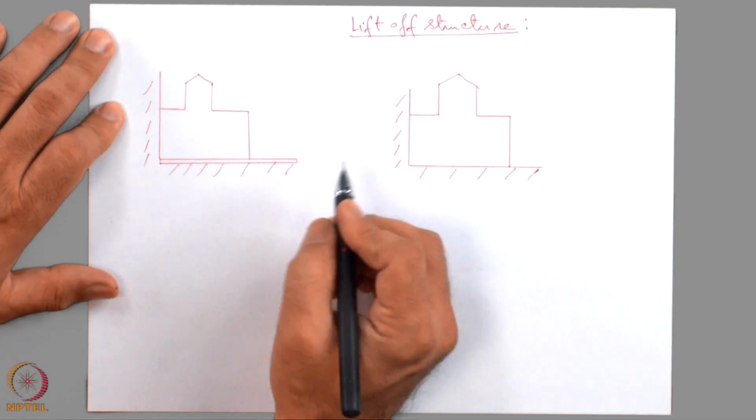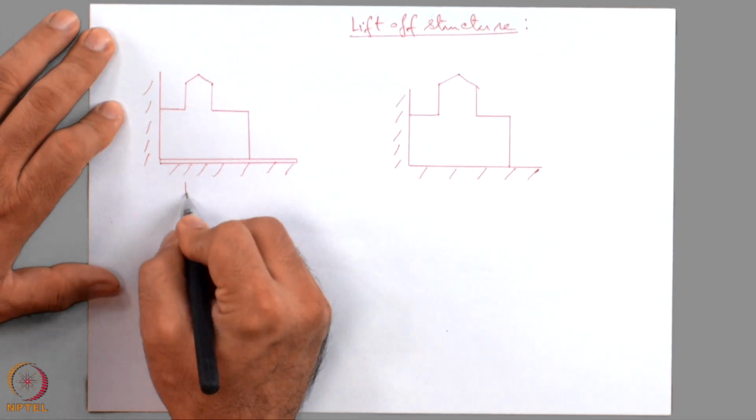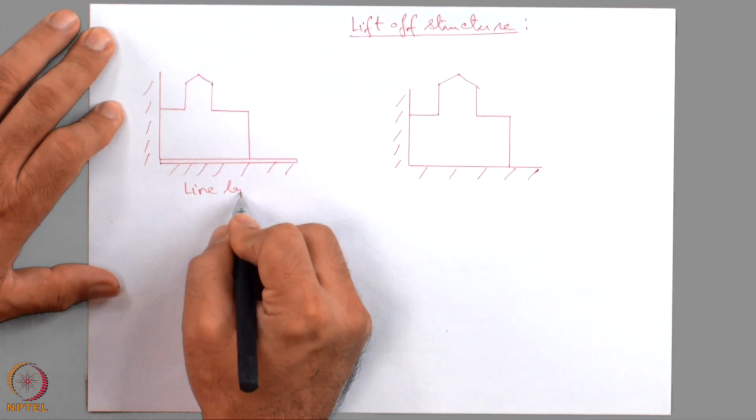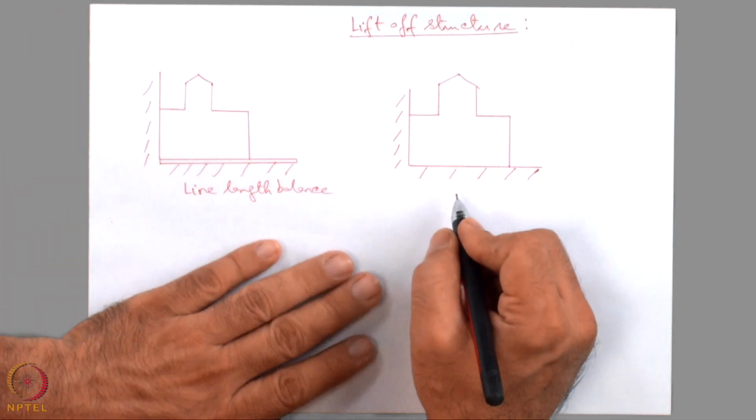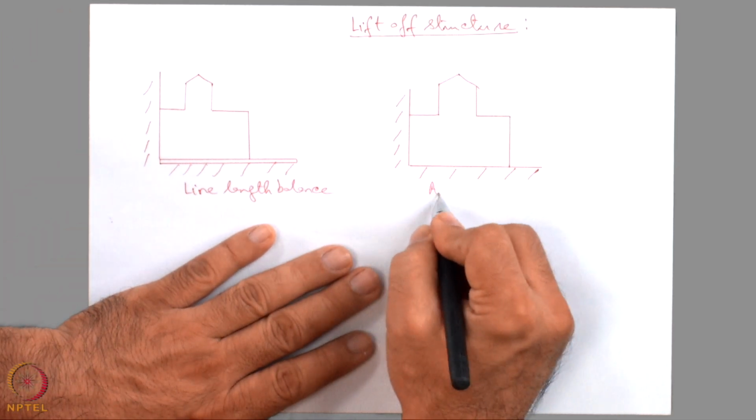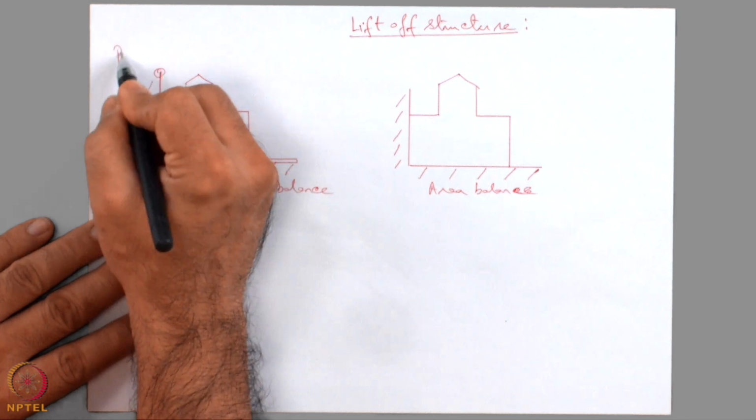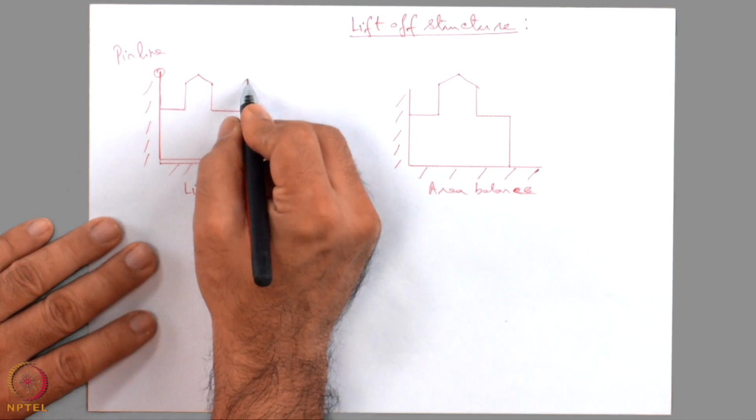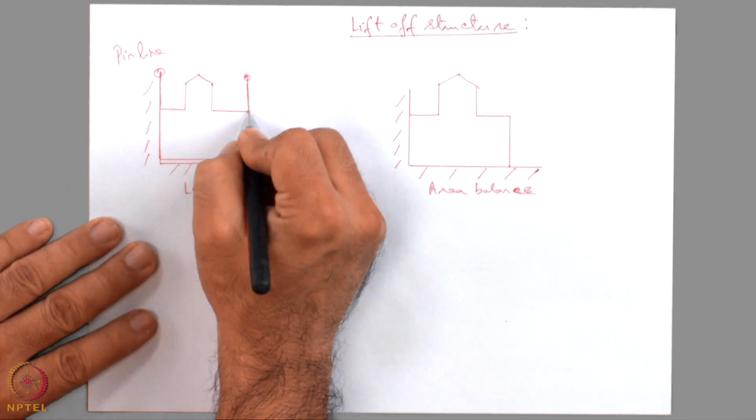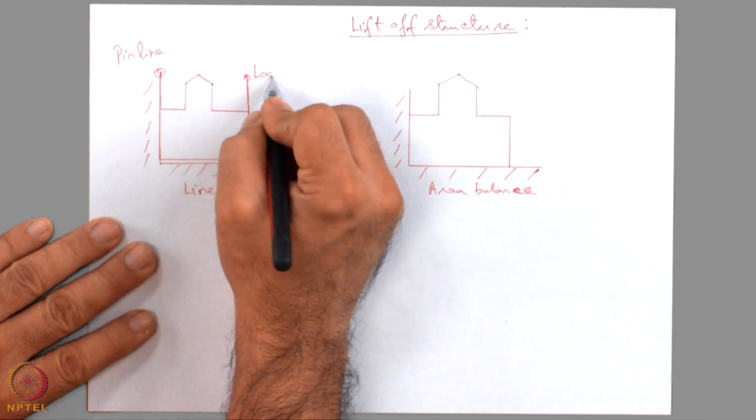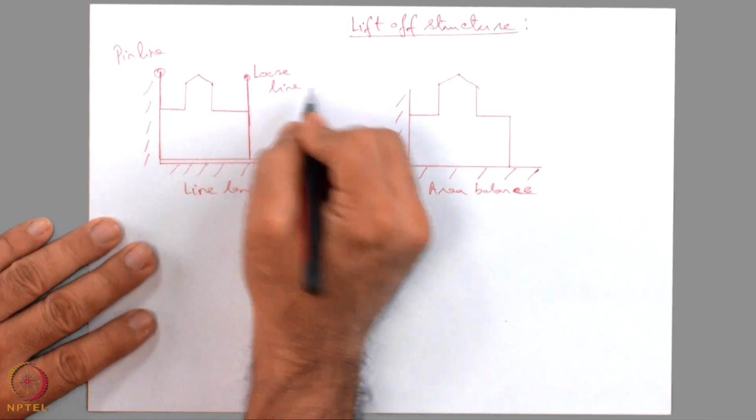Take the lift off structure, and in one case we are going to apply line length balance and in another case we are going to apply the area balance. This one is the pin line and this one is the movable pin, or we take as the loose line.